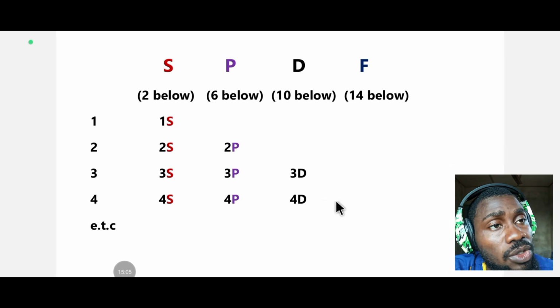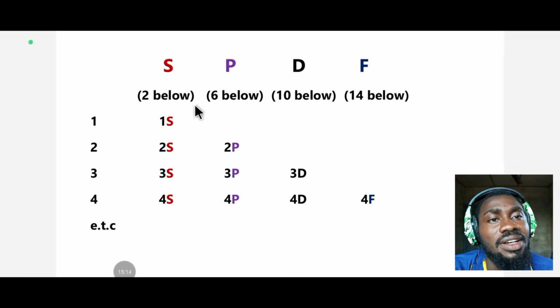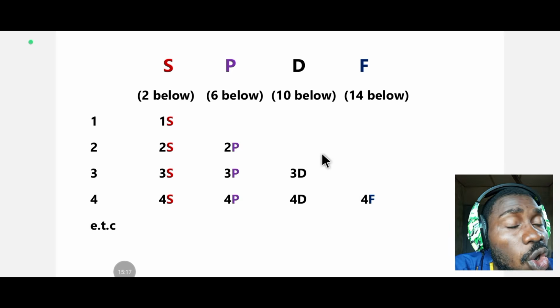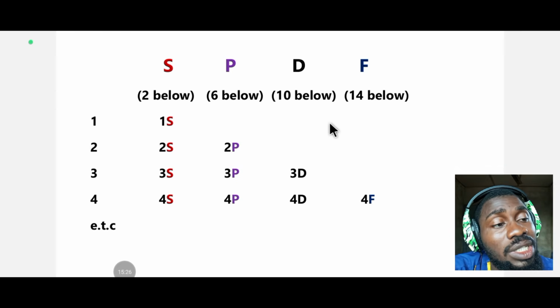So let's look at F. F starts from 4, which is 4F. Can you see? With this, we are almost done with the SPDF diagram. So what is the final thing to do? The final thing to do is representing the flow or the direction of the arrangement with an oblique arrow.